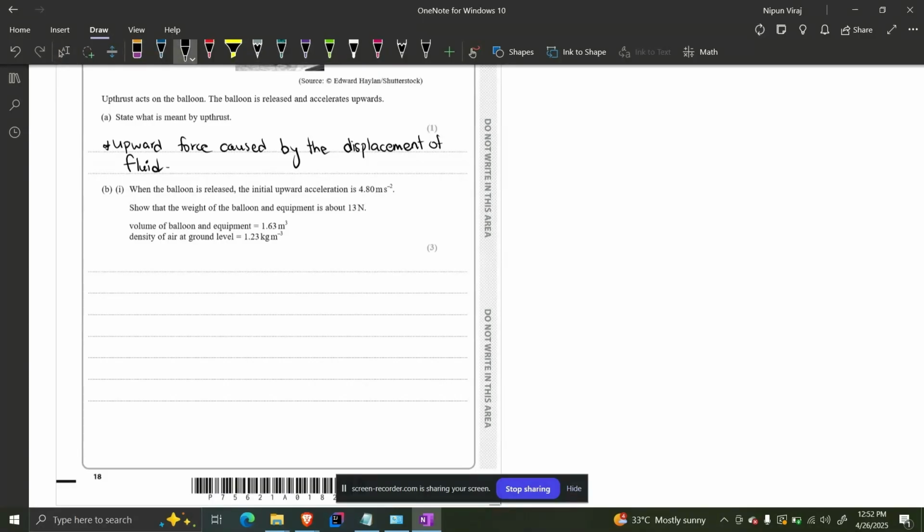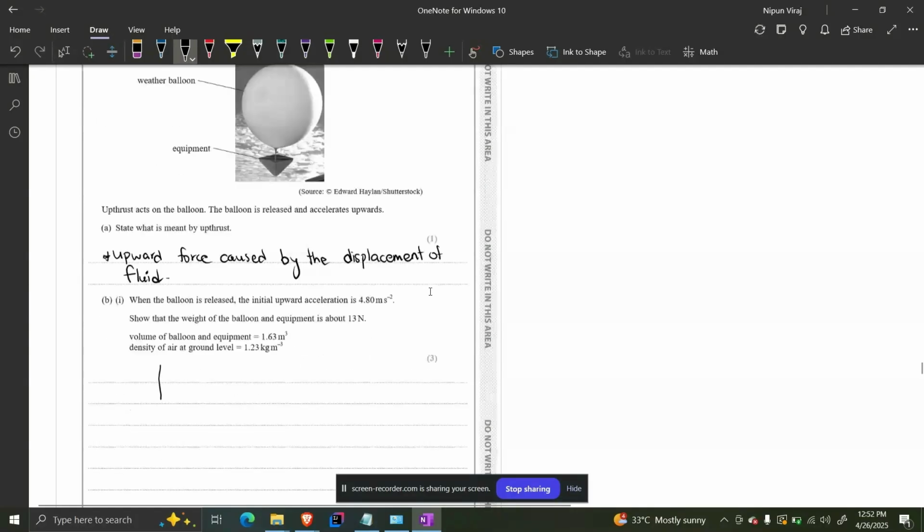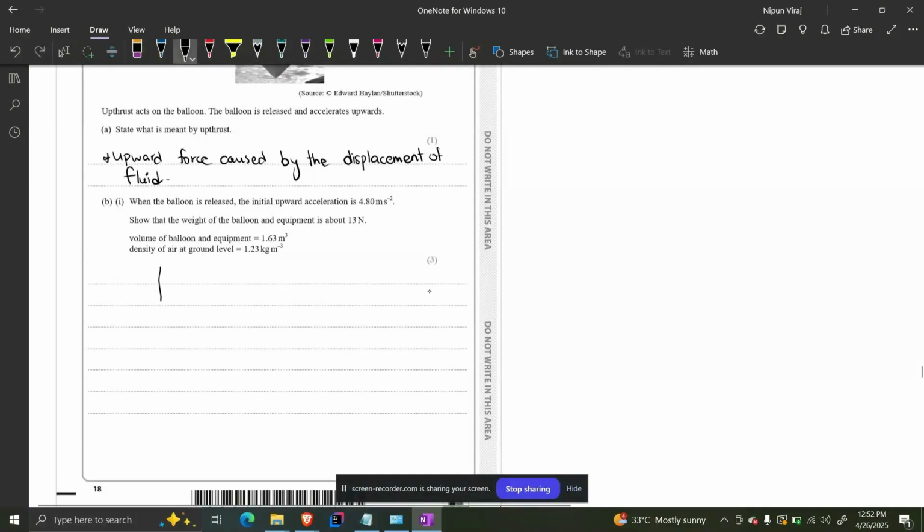Okay. So its upward acceleration is 4.8. So we should show the weight. Is the balloon fully underwater? Oh no, it's in the atmosphere, right? Okay. So what happens is we should first analyze the forces acting here. There will be upthrust and there will be weight. Okay, so we can calculate the resultant force first.